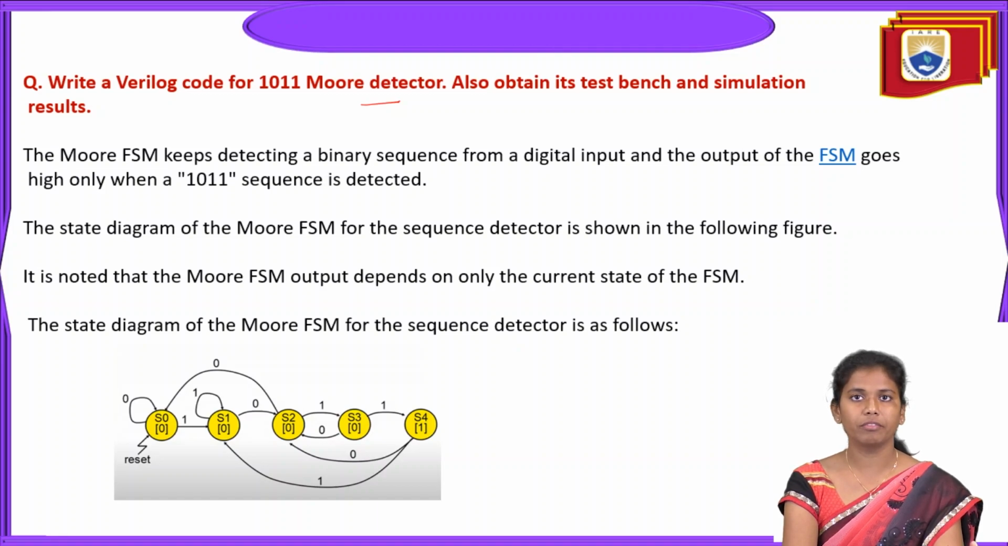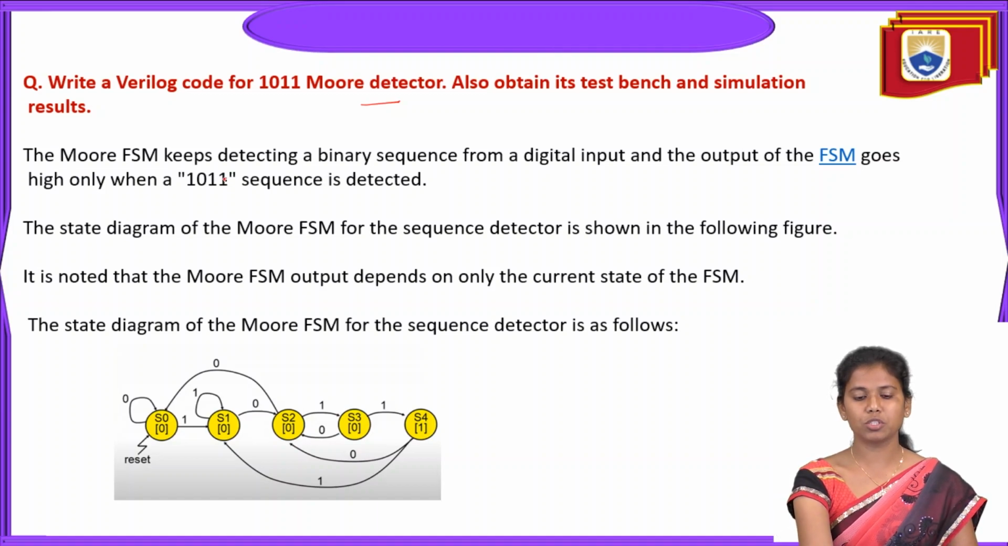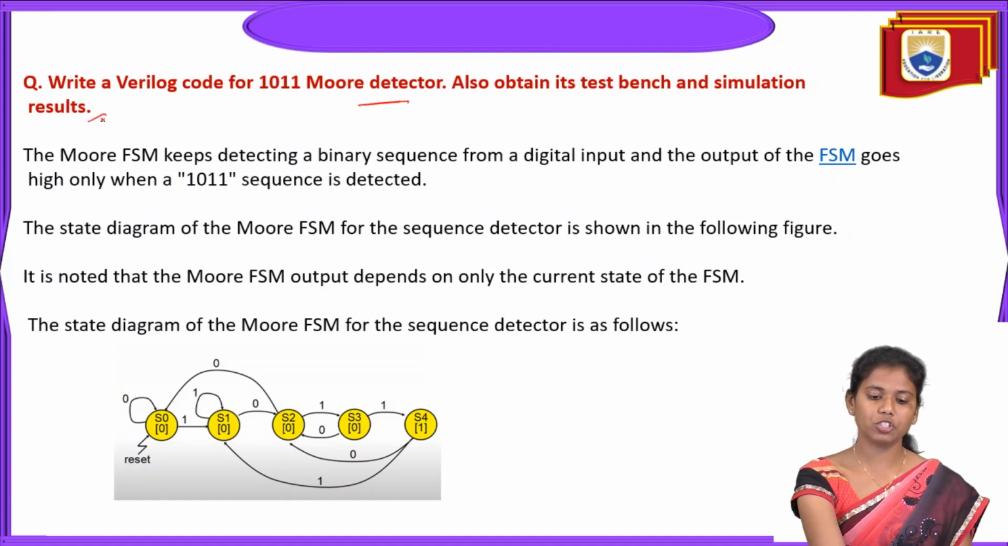We have discussed the asynchronous and synchronous sequential machines based on the time constraints. The synchronous sequential machines work based on the time constraints, whereas the asynchronous sequential machines don't consider the time constraints. So here we have a question: write a Verilog code for a 1011 mode detector and also obtain its test bench and simulation result.